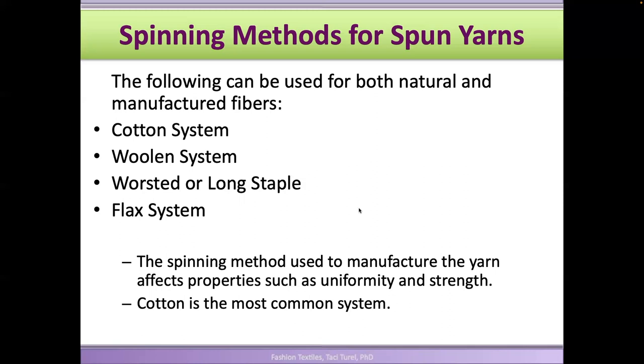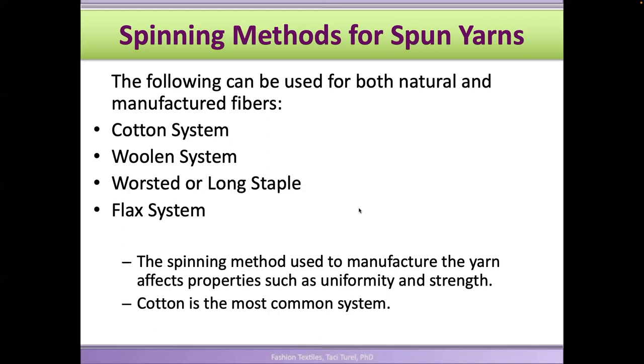We talked about the manufacturing method for filament yarns. We talked about wet spinning, dry spinning, melt spinning. In the staple yarn category, especially for natural fibers, we go through different systems. And it's a totally different spinning system. And the most commonly used one is the cotton system. And then we started modifying the cotton system to fit wool fibers, to fit linen or flax fibers.